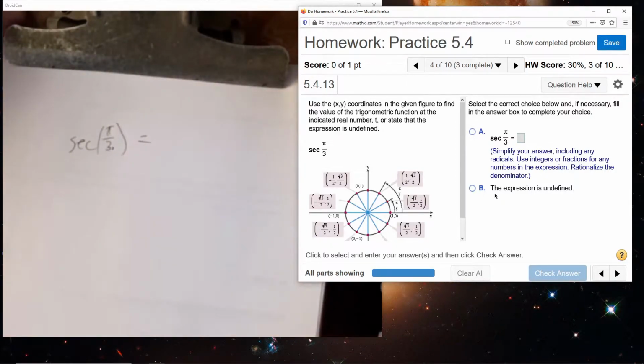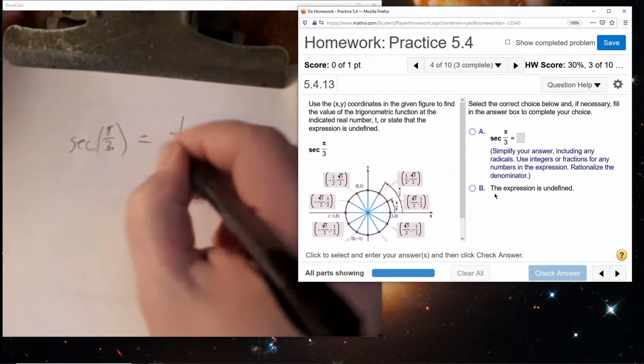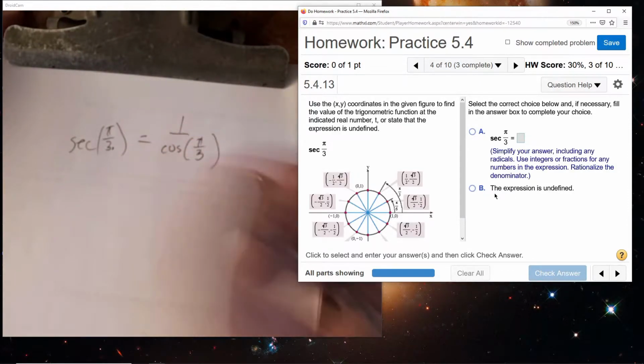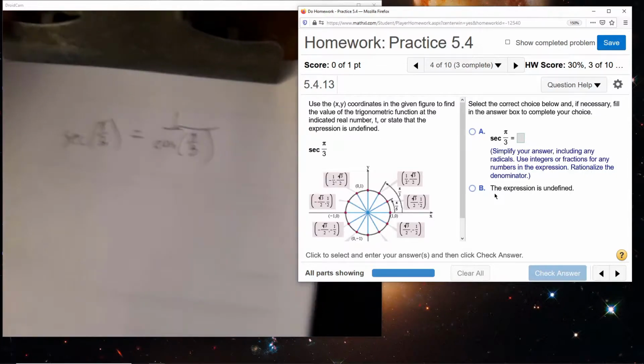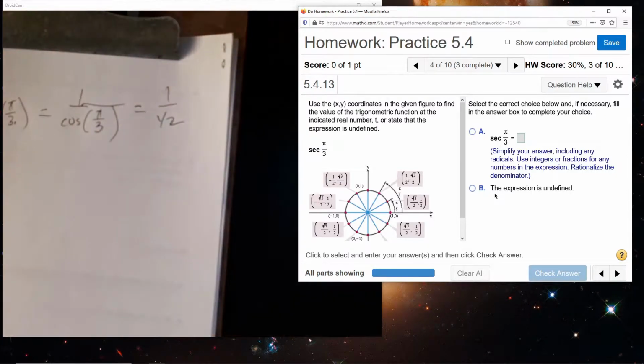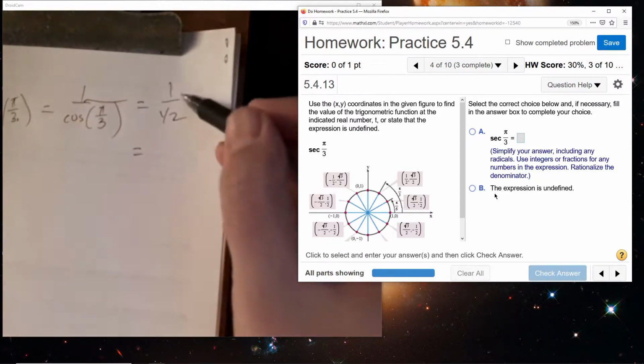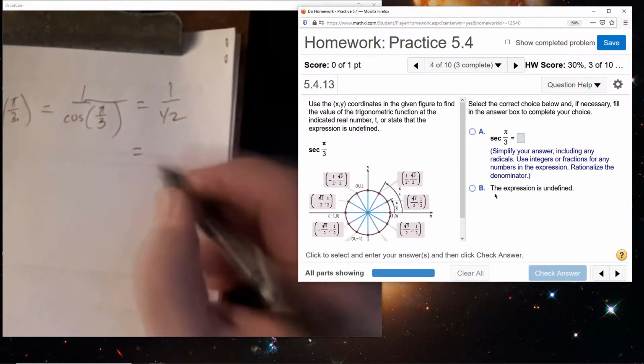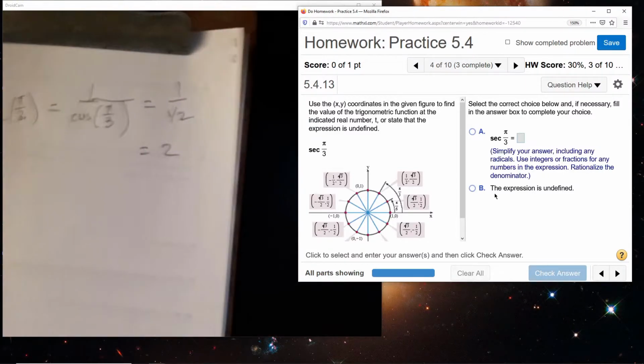So secant is 1 over cosine. And cosine pi over 3 is a half. And so taking the reciprocal of this complex fraction, we get 2. And that's our answer.